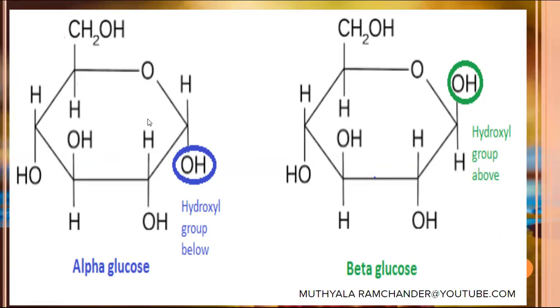In this ring-like structure, there is the first carbon, second carbon, third carbon, fourth carbon, fifth carbon, sixth carbon. If the first carbon has the hydroxyl group below the ring, it is called alpha glucose. If the first carbon has the hydroxyl group above the ring, it is called beta glucose. Alpha glucose, beta glucose, L-glucose, D-glucose: these are the anomers of glucose.